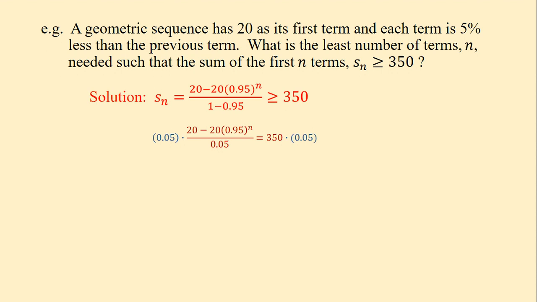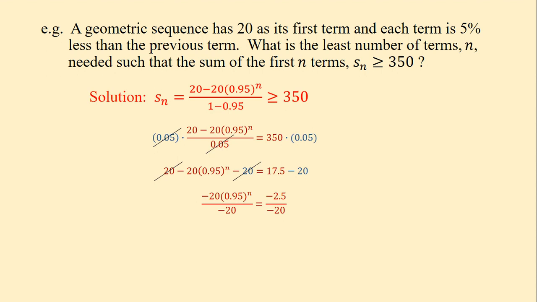So the first thing I'm doing is replacing the inequality temporarily with an equal sign. So if I take the equation and multiply each side by 0.05, that will get rid of the denominator on the left-hand side. Next, if you just focus on the red part, I would have 20 minus 20 times 0.95 to the n equals 17.5. But then I'm subtracting 20 from each side to cancel out the 20 on the left-hand side. So now I would have negative 20 times 0.95 to the n equals negative 2.5.